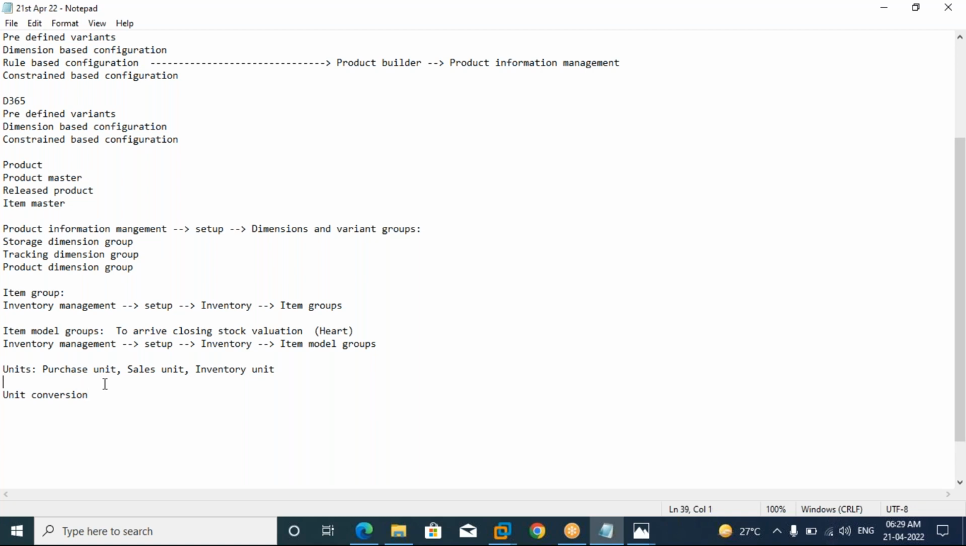Suppose I'm purchasing iron in kgs, and I'm making iron tables and selling them. Then the sales unit is pieces or numbers or whatever it may be, each or something.